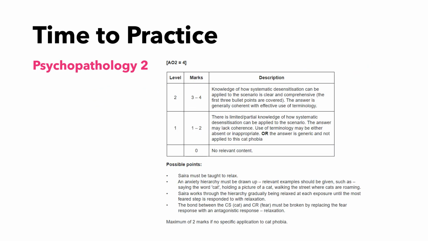Hopefully you've identified this was one of the exceptions to the rules, so you would have gone straight in with talking about Sarah and her fear of cats. So just have a look at your answer and compare it to the mark scheme to give yourself a mark out of 4.